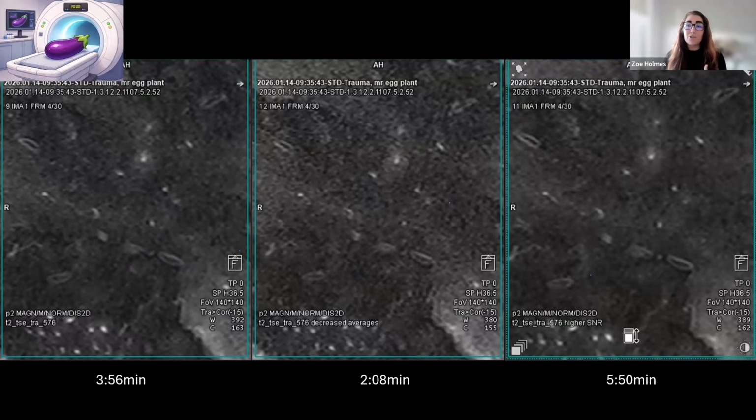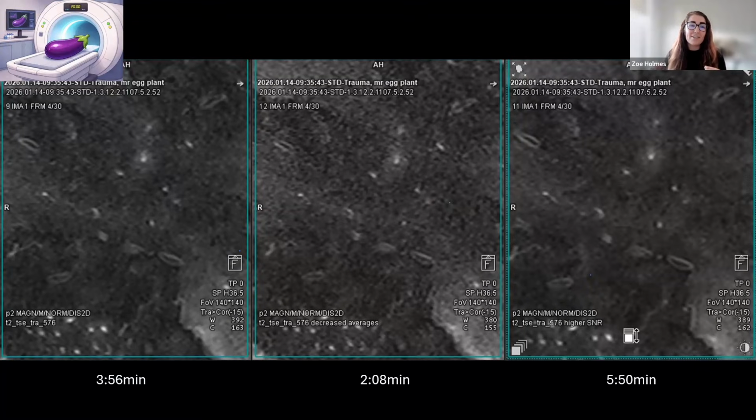So in these examples, you can also see time has taken a huge difference between the three as well. Our original sequence was roughly 4 minutes. Dropping our average reduced our time by half, and we came out with 2 minutes, but then increasing our averages brought us up to nearly 6 minutes. So again, everything's a trade-off.